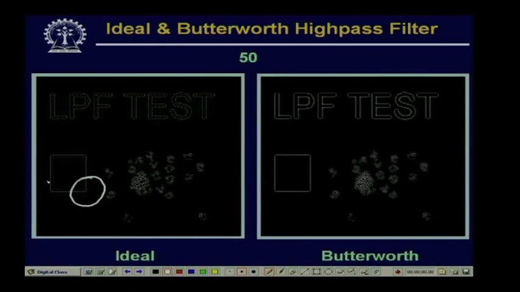And again, this is a Butterworth filter of order 1. If I go for higher order Butterworth filters, that also may lead to ringing effects. Whereas, the Gaussian high pass filter does not lead to any ringing effect. So, using the low pass filters, I can go for the smoothing operation, and using the high pass filters, I can go for image sharpening operation.